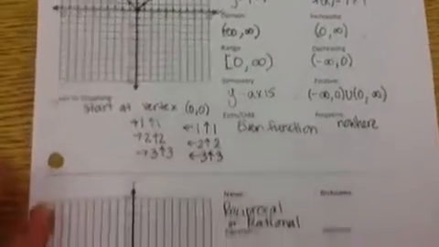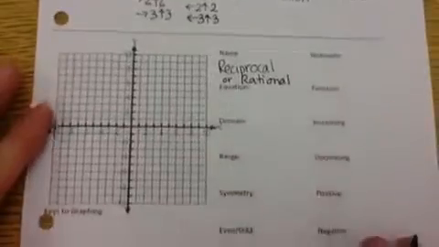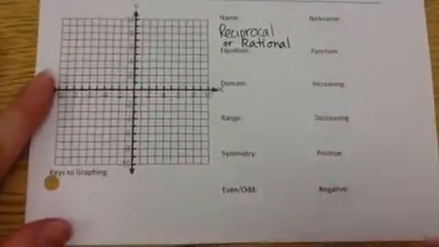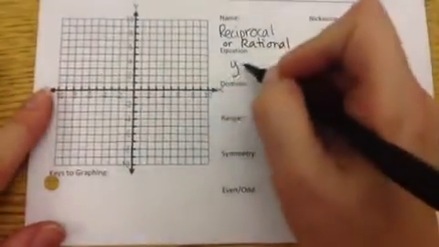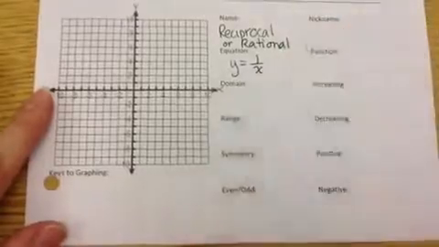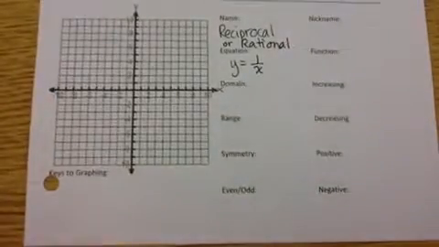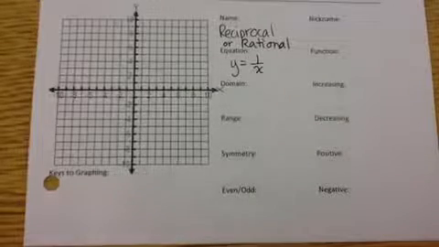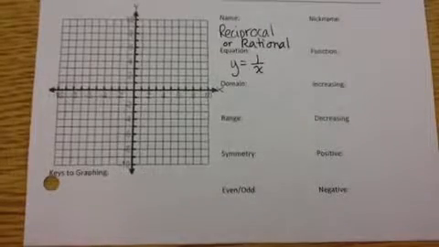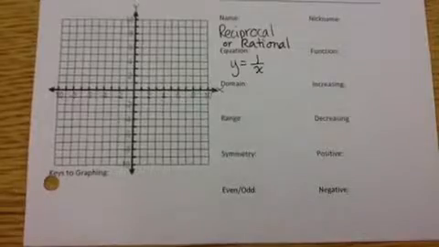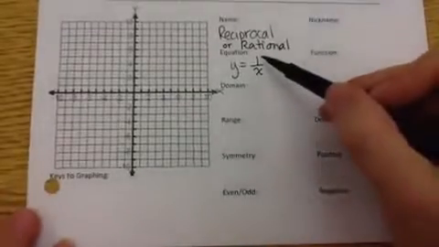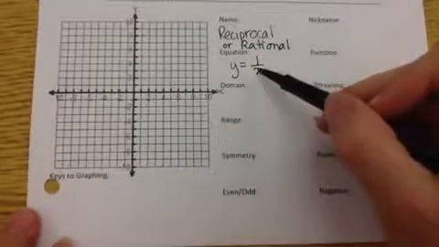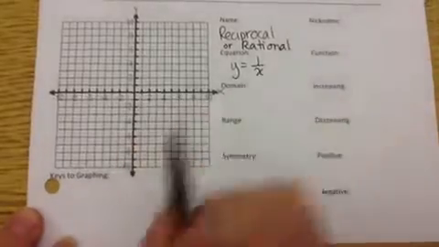Our last function family is going to be the reciprocal or rational function, and it is y equals 1 over x. Now this one is by far the strangest one that we will have encountered so far. To graph this function, you have to realize that you cannot divide by 0. So you can't have x equals 0.